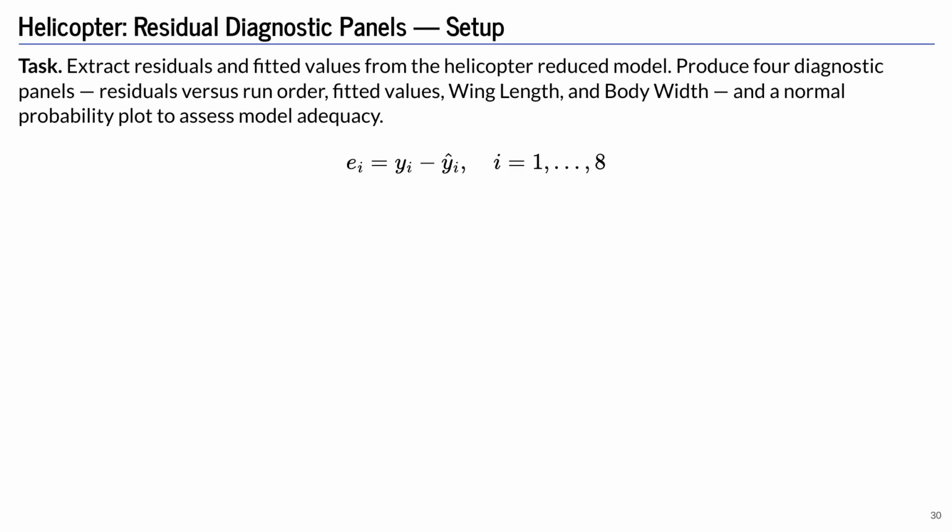Let me set up the residual diagnostics for the helicopter model. We compute the 8 residuals, observed minus fitted, and plot them against run order, fitted values, wing length, and body width. Then we add a normal probability plot. With only 8 runs, the plots will be sparse, but we are looking for gross patterns, not fine detail.